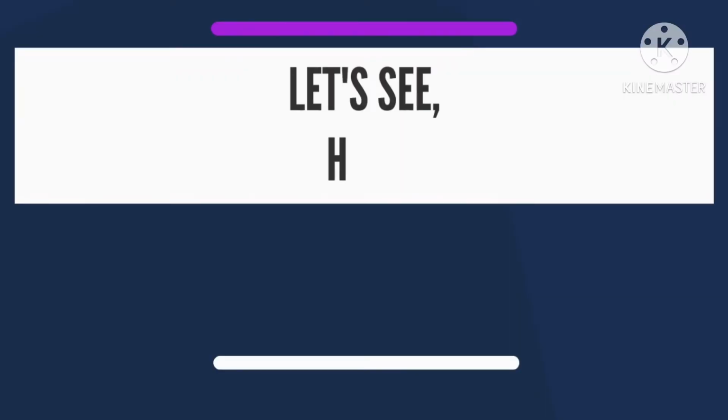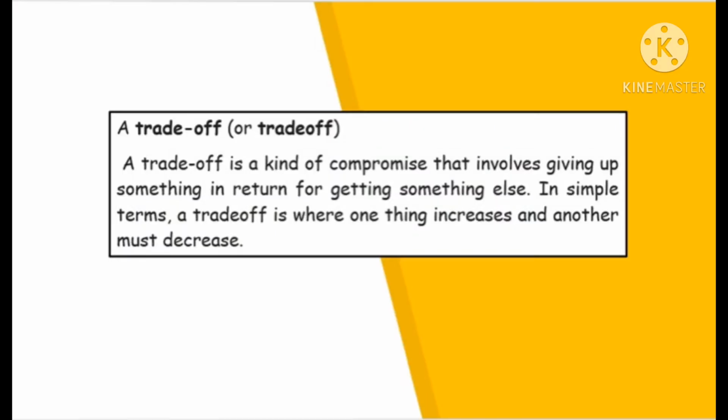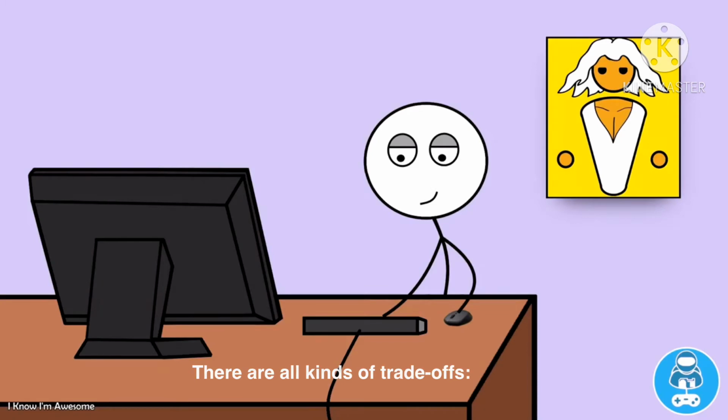What is a trade-off? A trade-off is a kind of compromise that involves giving up something in return for getting something else. In simple terms, a trade-off is where one thing increases and another must decrease. There are all kinds of trade-offs.